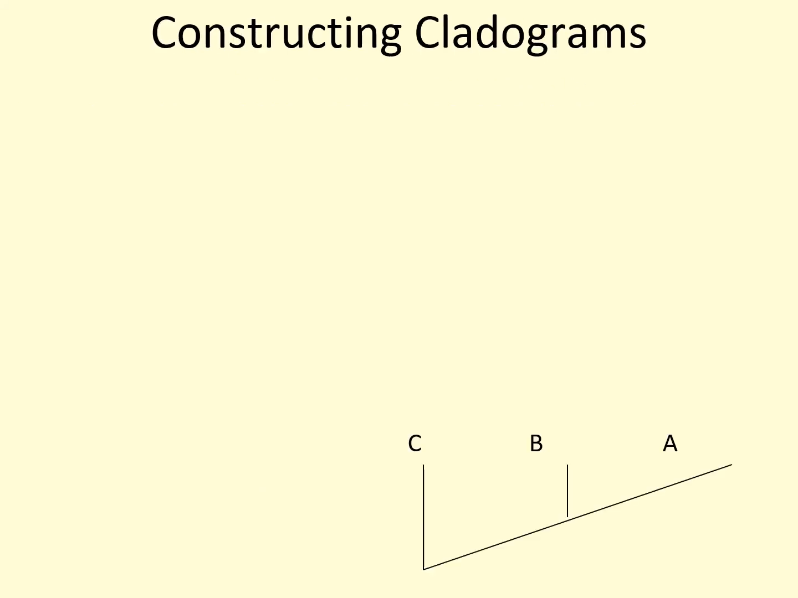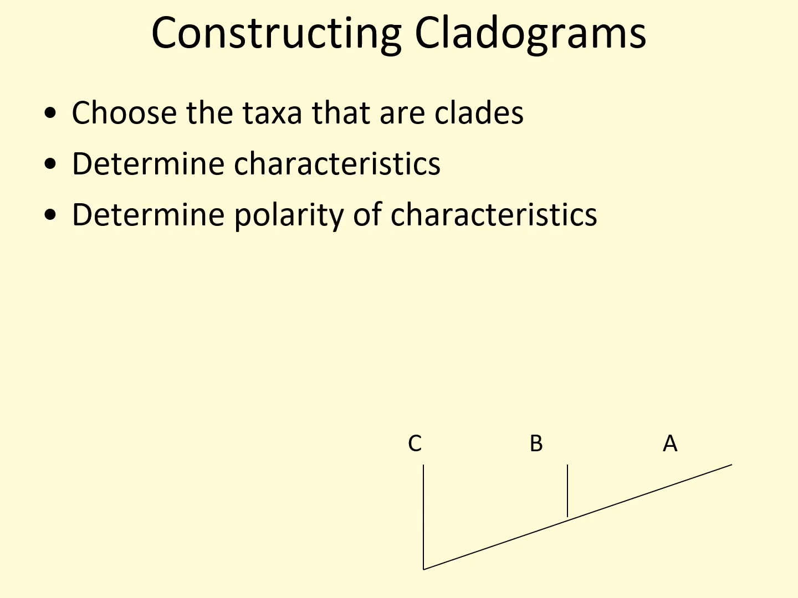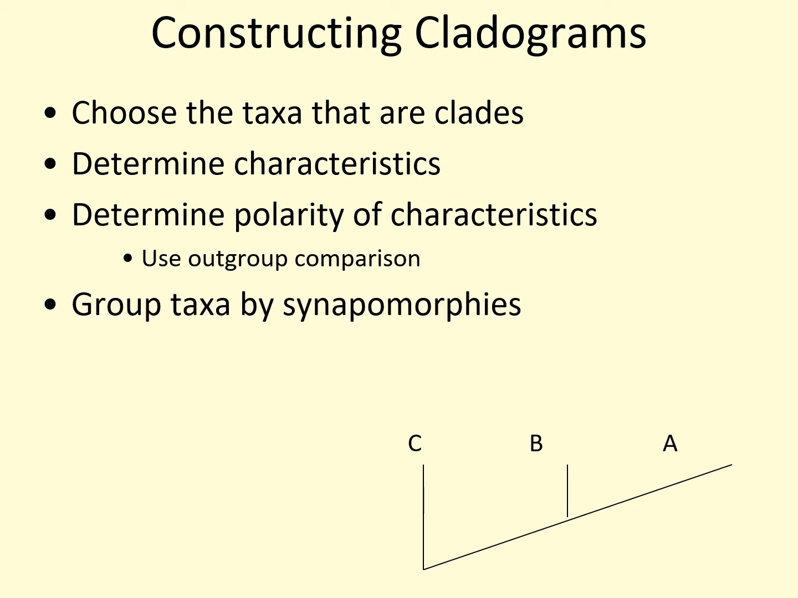So when you construct a cladogram, you're going to choose the taxa that are the clades. Okay? You're going to determine the characteristics. Oftentimes you guys are going to get characteristics. And then you're going to determine the polarity of the characteristics, who has it, who doesn't have it. And then we're going to use an outgroup comparison, right? And so the outgroup is always going to be furthest on this part of the chart. Right? And so we're going to group the taxa by synapomorphies, the shared derived characteristics.